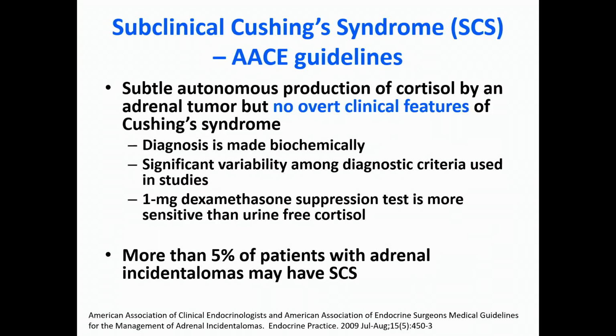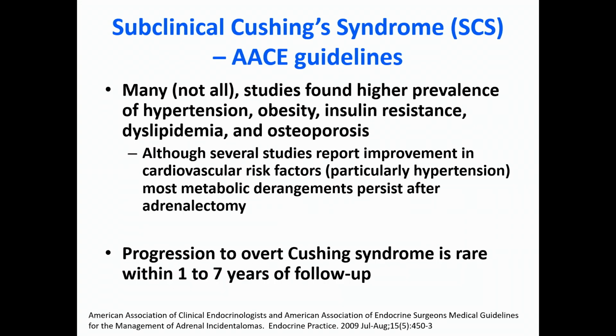Then I want to talk a little bit about this entity called subclinical Cushing's syndrome. That is a subtle autonomous production of cortisol in a patient who does not have overt features of Cushing's syndrome. So they do not look Cushingoid, they don't have any symptoms. The diagnosis is made biochemically. And once again, the 1 milligram dexamethasone suppression study may be more sensitive than urinary free cortisol. And perhaps more than 5% of patients who have an adrenal incidentaloma might have subclinical Cushing's syndrome.